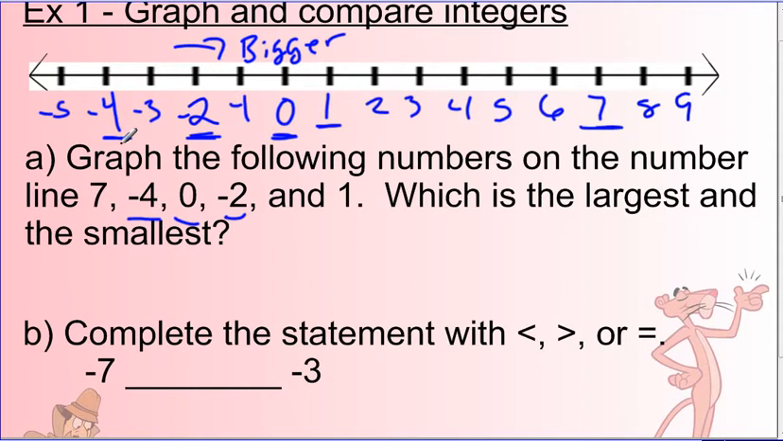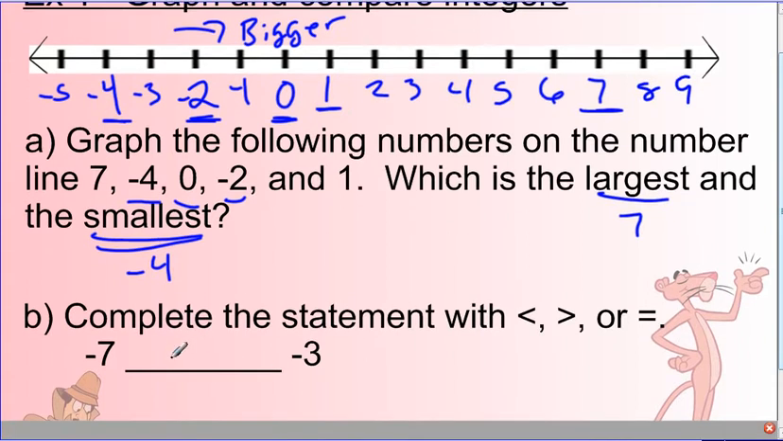And then the question asks us, which is the largest and smallest? Well, the biggest number here, the largest that we had to highlight, was 7. And the smallest was -4. So the thing to remember about negatives, again, is the more negative, the smaller. So -4 is the smallest of those numbers.